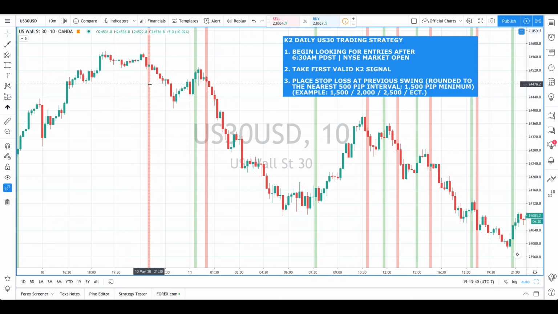Right here, we have a sell signal, but it's matched with a bullish candle. So this would be invalid. Also right here, we have a buy signal, but it's matched with a bearish candle. So this would be invalid. So this would be invalid, this would be invalid, and these two would be valid.